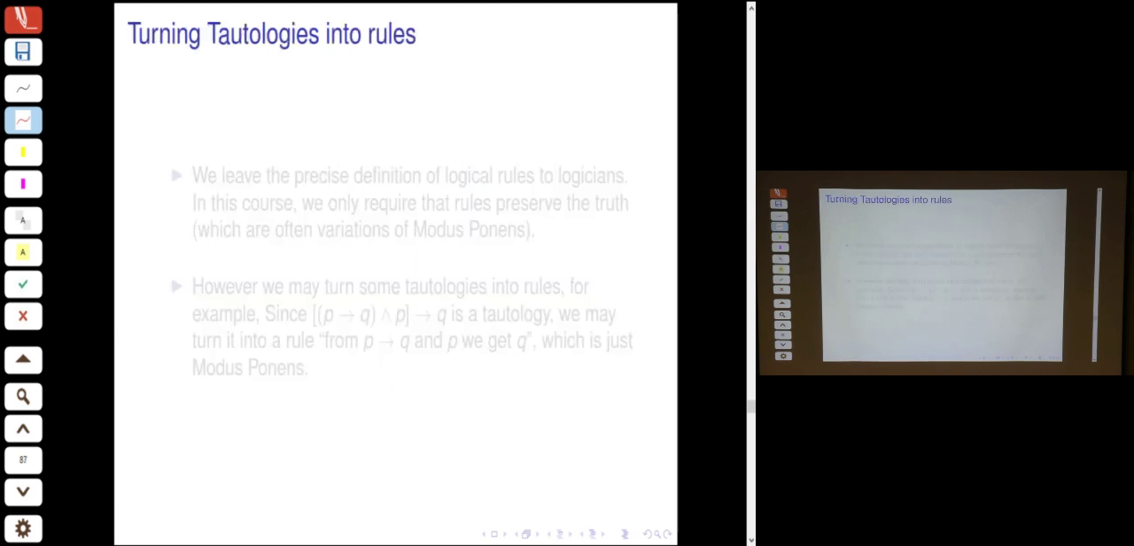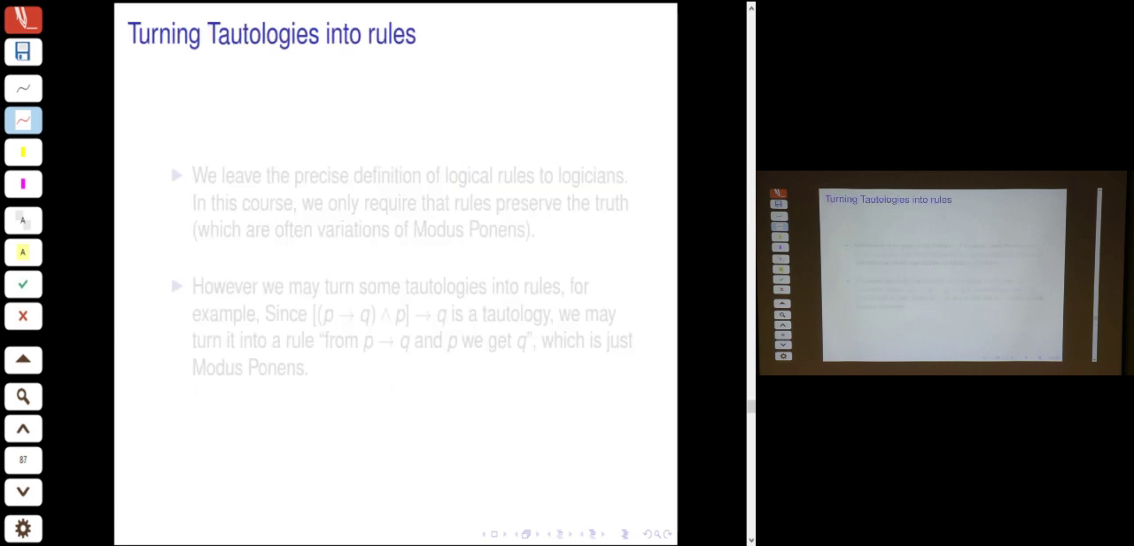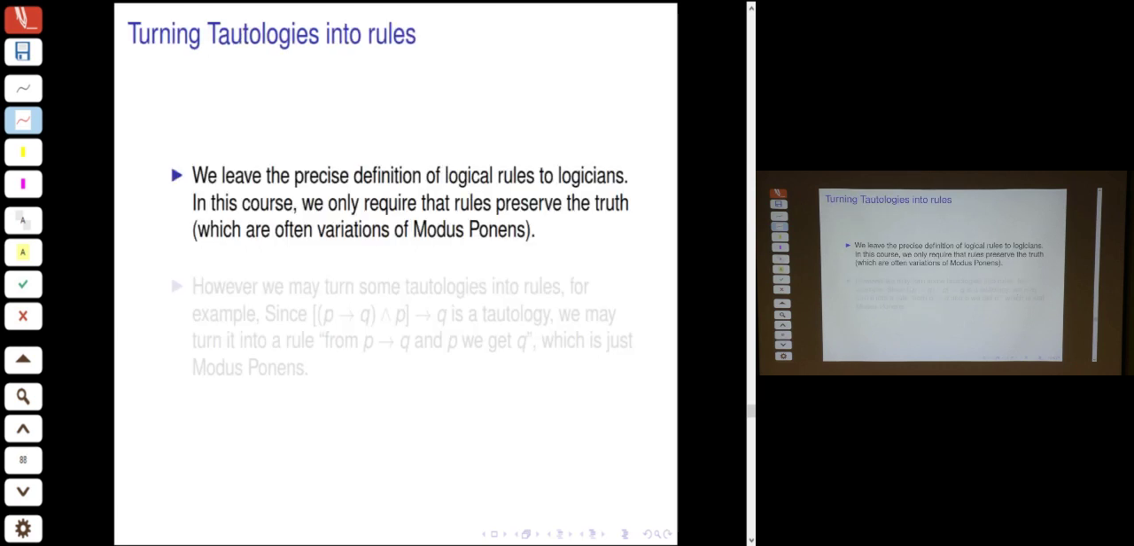Okay, now we have one rule. The rule says from certain hypotheses, you can get something new. So this is an example of a rule. Suppose you have the first two, and then you can get the last one. So you can do one step further. So this is a rule, right? We cannot give a precise definition of logical rules.